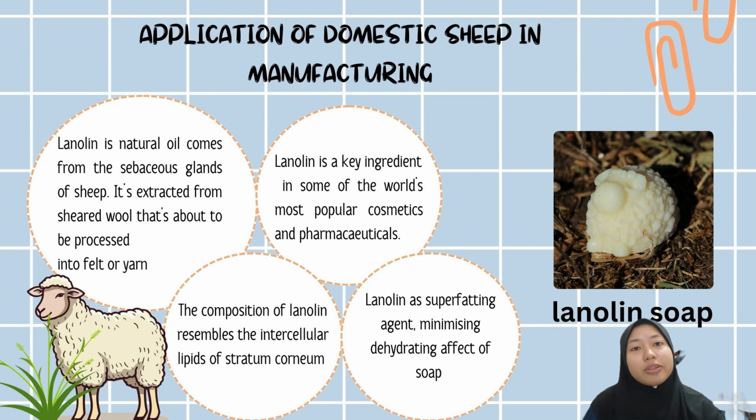Application of domestic sheep wool in manufacturing. We use lanolin as our main ingredient in manufacturing lanolin soap. What is actually lanolin? Lanolin is a natural oil that comes from the sebaceous glands of sheep. It's extracted from the natural wool.